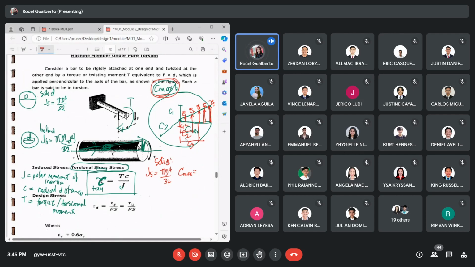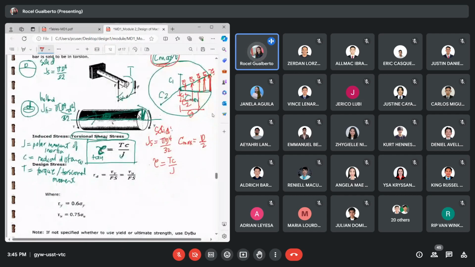C maximum is D over 2. Correct. That would be D over 2 or the radius. So, yan po yung ipapalit ngayon natin dito from the general equation. Tau is equal to TC over J. So, in place of C, palitan po natin siya ng C max. And in place of J, ari po yung ipapalit natin. So, we have there T, this is D over 2, and J would be pi d to the fourth divided by 32.